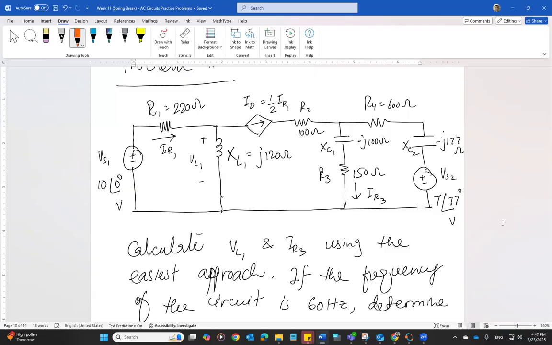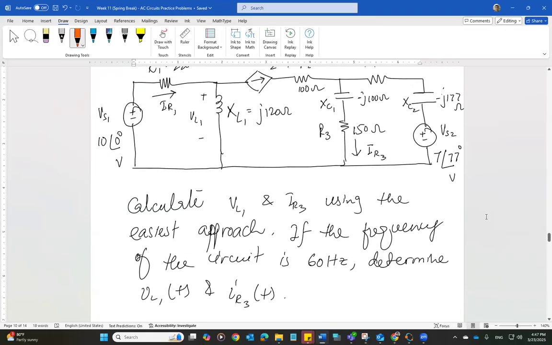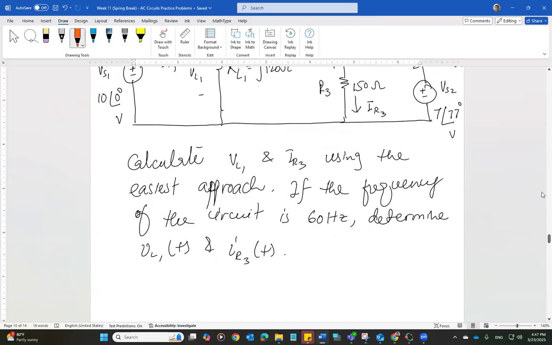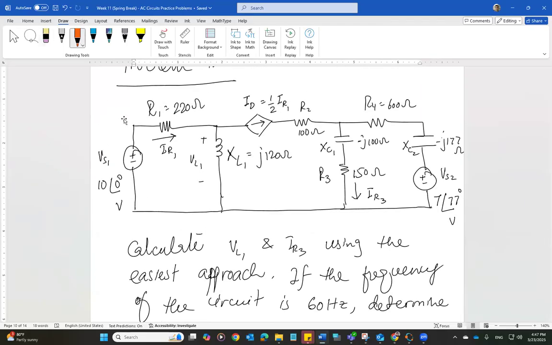In the right mesh, you can assign a current, whatever you want to call it. It's not IR3, by the way, because IR3 is the branch common between the two meshes. So IR3 is not the mesh current of the right mesh, and you can call it I2 or IR4, whatever you want to call it. Just assign a variable. Let's go ahead and apply mesh analysis then, since most of you will be doing it anyways. And then your exercise is going to be to apply nodal analysis and see if we can find the same current values.